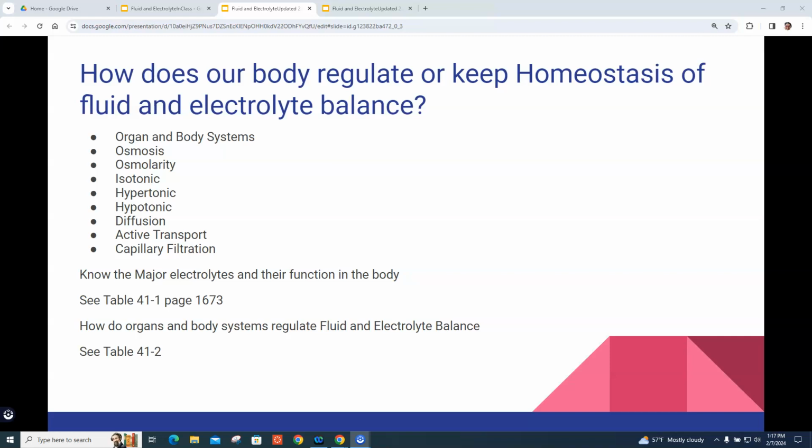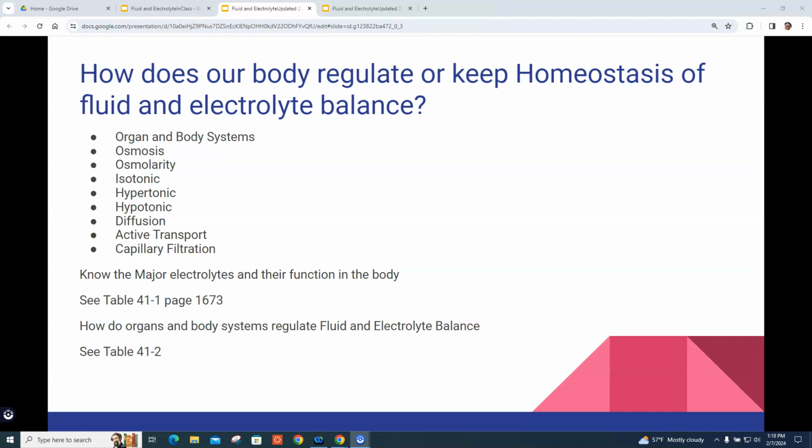Look at this table and know how each of these organs or body systems functions to maintain our fluid and electrolyte balance. An example, and you can see here, is the kidneys. They regulate the extracellular fluid volume and osmolality by selective retention and excretion of body fluids. Regulates electrolyte levels in the extracellular fluid, again by that selective retention of needed substances and excretions of unneeded substances. That's the filtration. That's what the kidneys do, right?